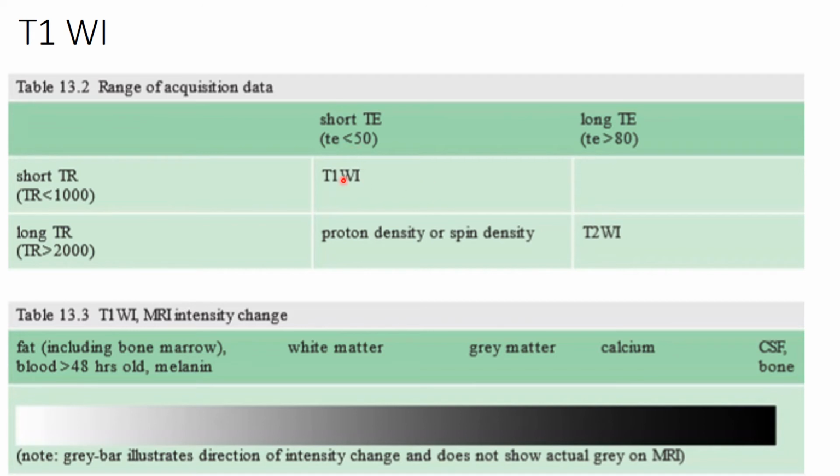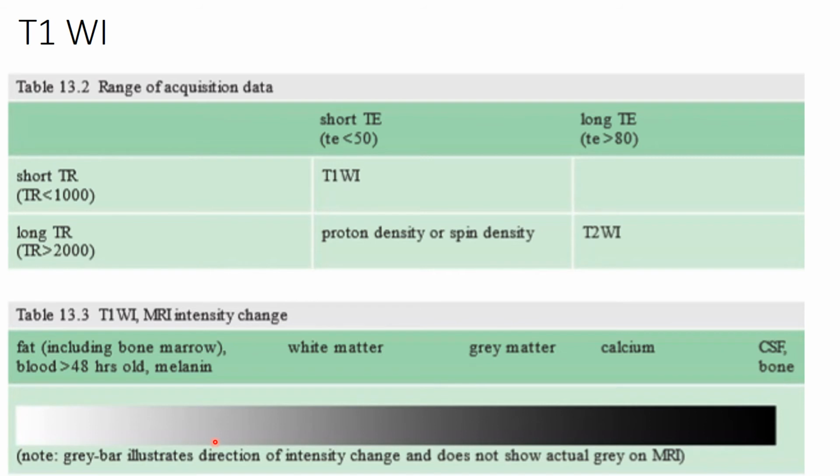So a T1 weighted image MRI will have a short TE and short TR. A short TE is less than 50. So if you look at an MRI and you see the TE is less than 50 and the TR is less than 1000, this is one way to differentiate between T1 and T2 weighted images. And contrary, the T2 weighted images will have a long TE of more than 80 and a long TR of more than 2000. Okay, good.